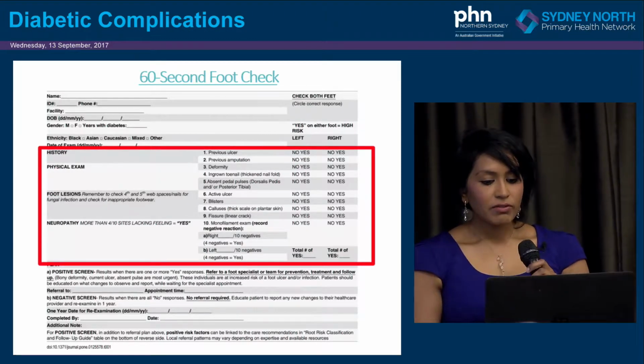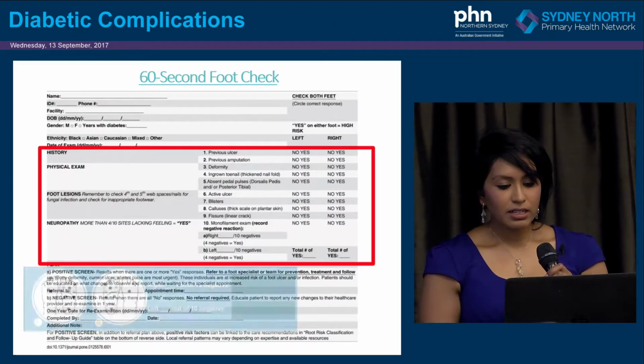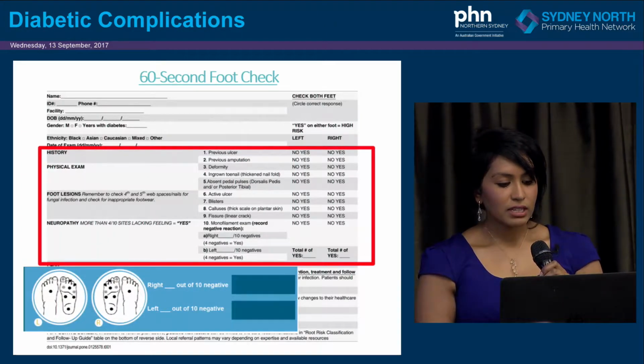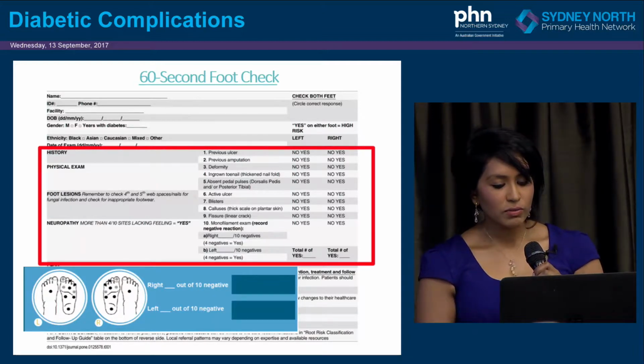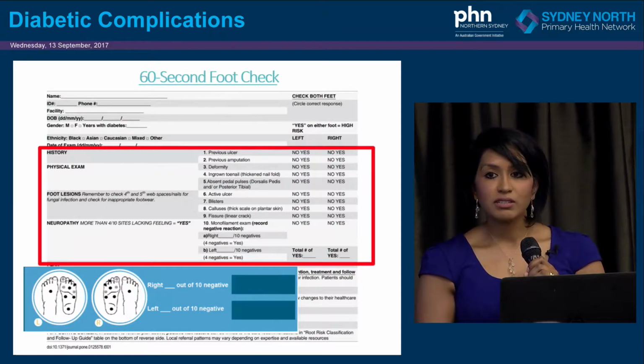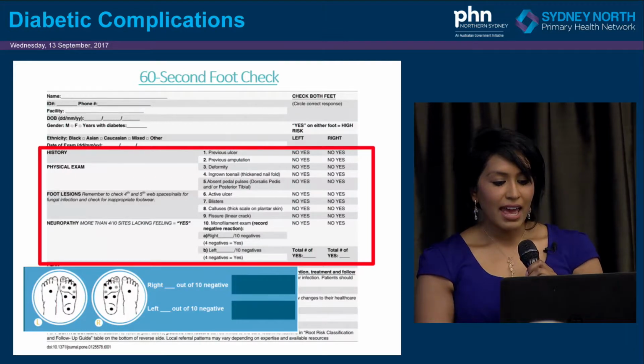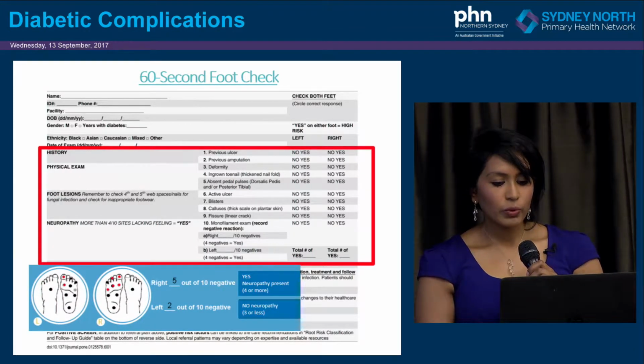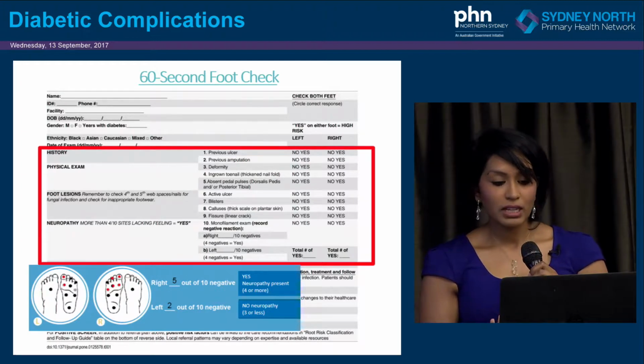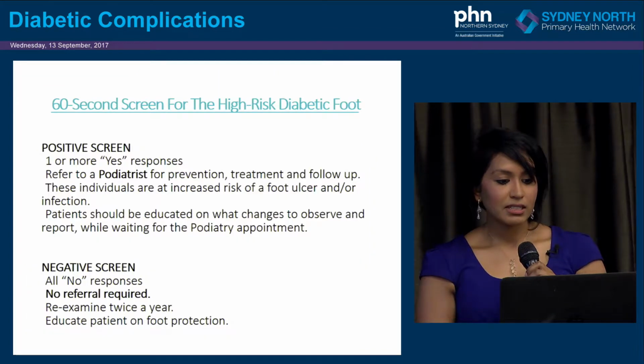Finally, for neuropathy, for that to be a yes, you would check 10 different sites on the feet. So 9 different sites on the plantar surface and 1 spot over the dorsum of the foot, of each foot, to determine if there's presence or absence of sensation to monofilament. And if there's more than 4 absent sites, then that would be considered a yes for neuropathy, and that would be enough to be a positive test.